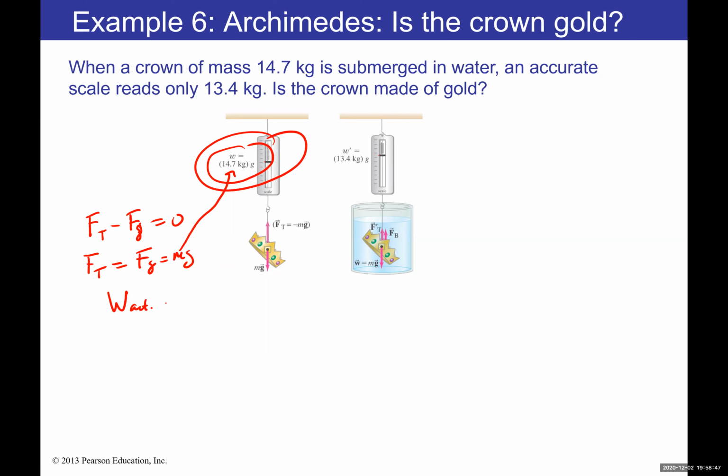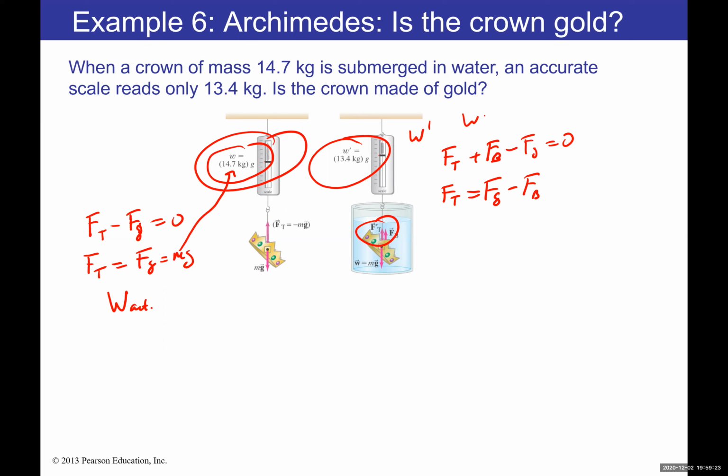If we repeat this experiment where the crown is submerged in water, then suddenly the reading is different. In this case, F_t plus the buoyant force minus F_g equals zero. That means this reading is equal to the difference between the gravitational force and the buoyant force. I put F_b, I'm just used to putting b for the buoyant force. So it's the difference between them, and this is known as the apparent weight, W apparent.